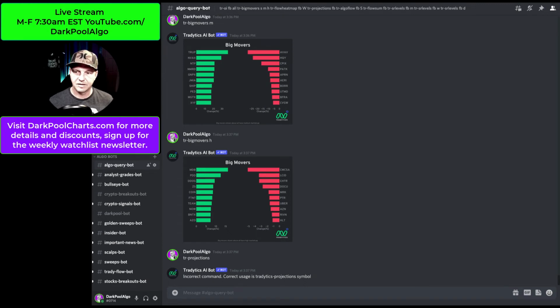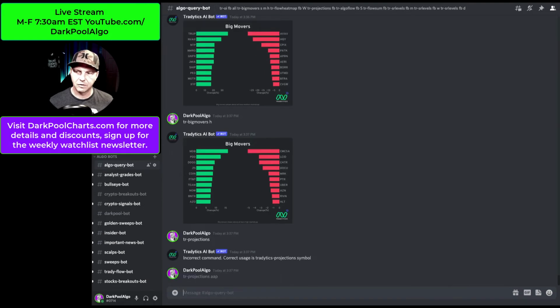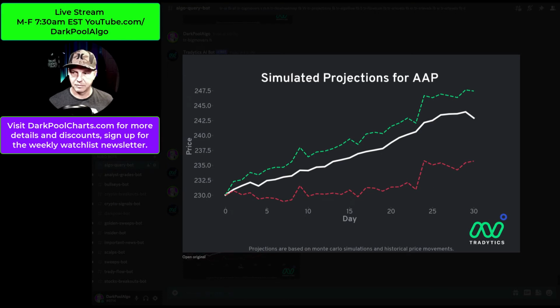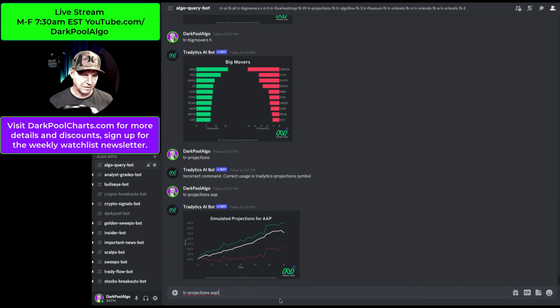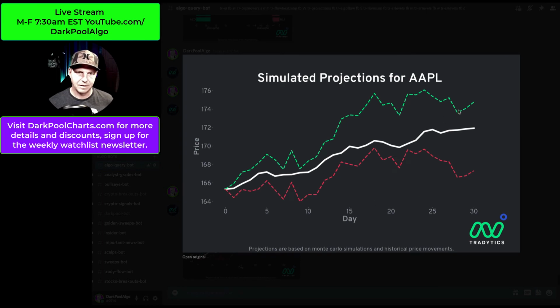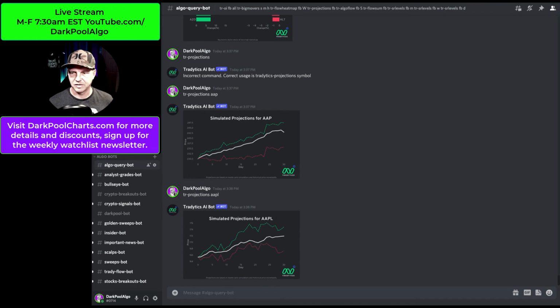TR projections allows us to show projections of the Monte Carlo style simulation. This is the simulation for Apple based on a 30-day projection. Pretty decent to see where they're estimating Apple to be. How to get Apple in there? It should be AAPL. Did I mess that up? Let me try this again. We don't want to see what app's doing, we want to see what Apple's doing. Let's try this. AAPL. There we go. Price projections, simulated projections for Apple. Highs at 174, lows at 166. Nice to be able to see what's going on with that.